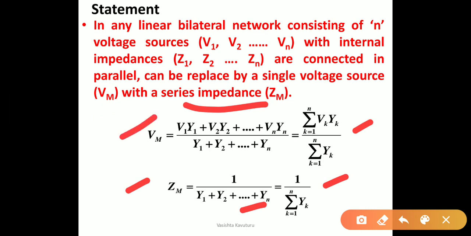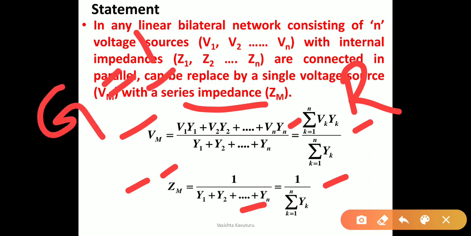Here Vm is called Millman's voltage and Zm is called Millman's impedance. V1, V2, V3 are the n voltage sources in the given network, and Y1, Y2, Y3 and so on Yn in the formula are calculated as the reciprocals of their impedances given in the network. Suppose it is a DC network, we have only resistances and no impedance part, then the admittance becomes Y equal to 1 by R.